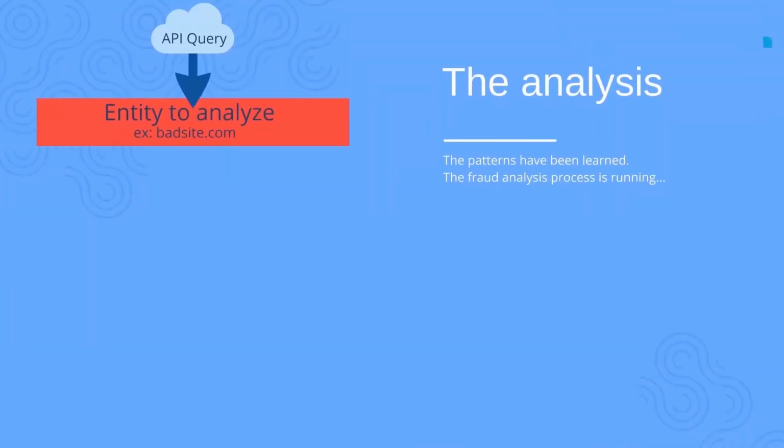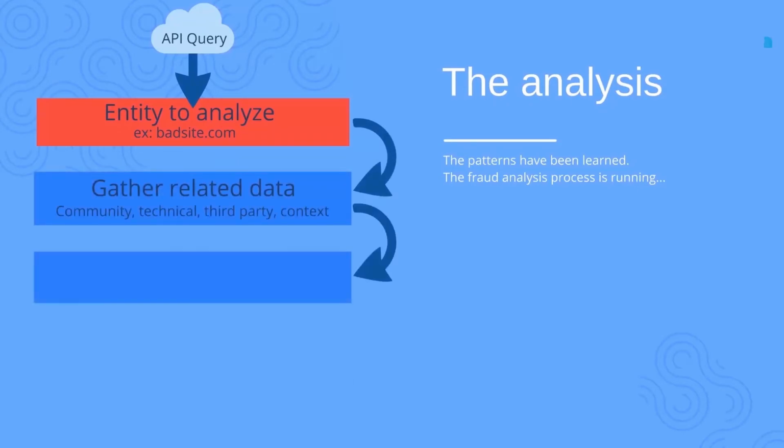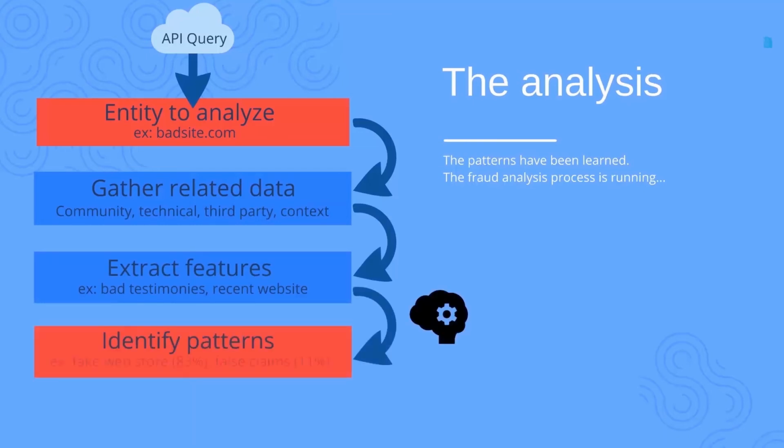A user wants to analyze a website or an email with our services. He queries our servers remotely with our API. The service gathers the related data and extracts the relevant features. And finally, identifies the potential patterns associated to those features, thanks to our machine learning.